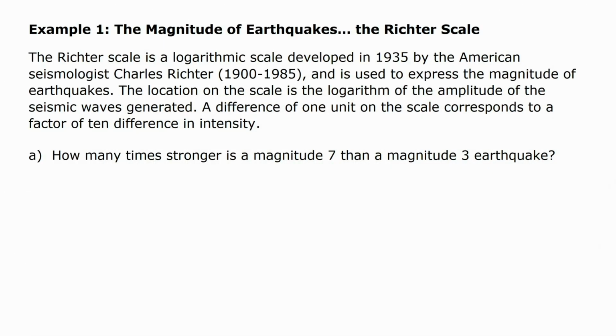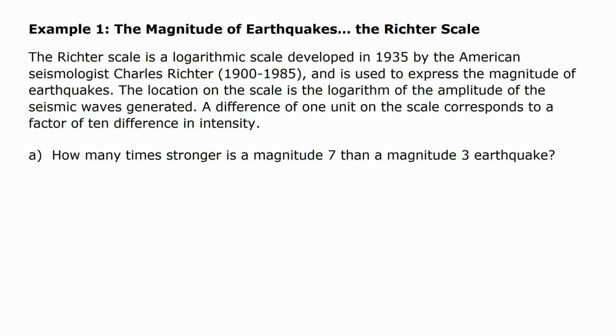Probably the most well-known example of a logarithmic scale is the Richter scale. It was developed by an American seismologist named Charles Richter, and it is used to express the magnitude of earthquakes. Now, it's a logarithmic scale, and it's exactly the same as the scale we just looked at with the money and those people. A difference of 1 unit on the scale represents a factor of 10 difference in intensity of earthquake. So if you have a magnitude 4 earthquake, it's 10 times as intense as a magnitude 3 earthquake, or 100 times as intense as a magnitude 2 earthquake.